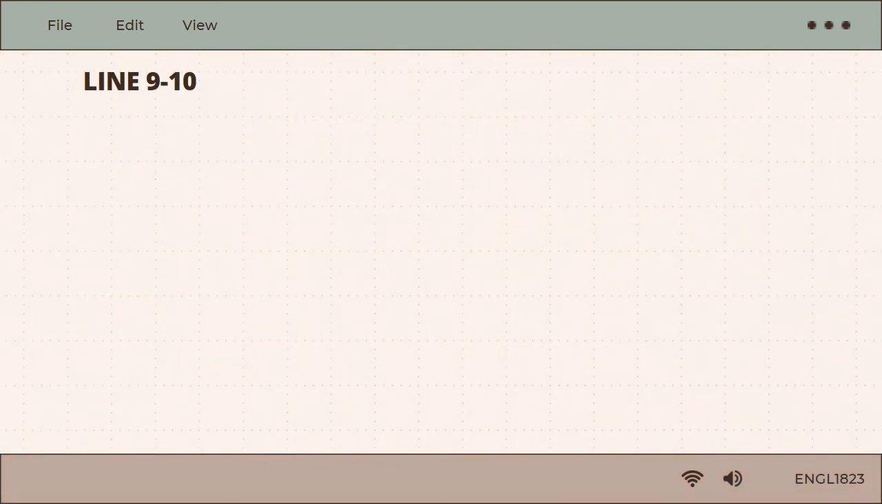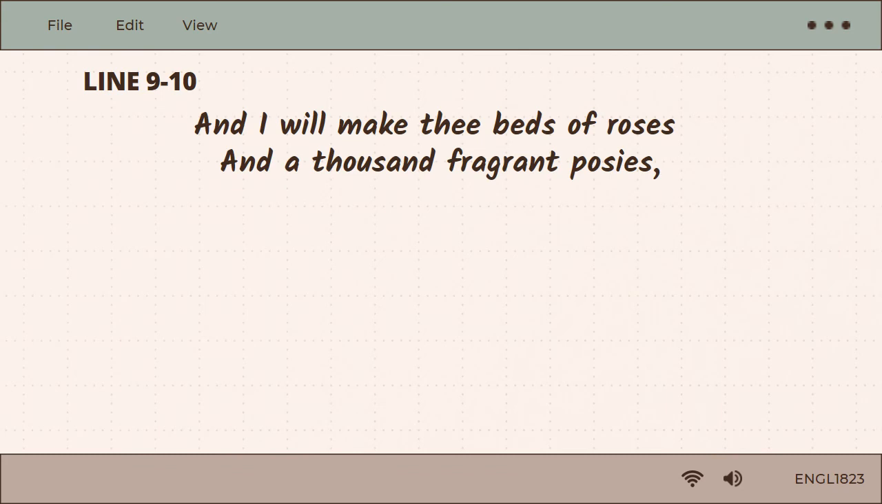For lines 9 and 10, the imagery brings in the fragrant smell of flowers and the softness and sensuality of rose petals.